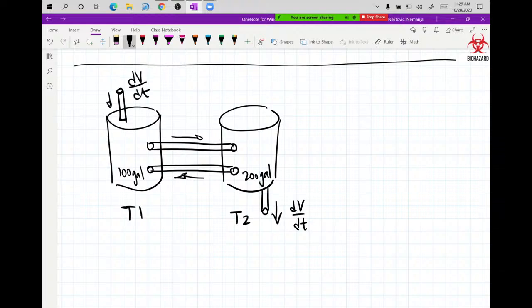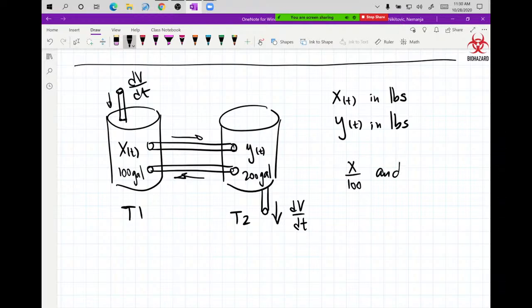And x of t would be the amount of pounds of salt in the first tank, so x of t in pounds, and then y of t in pounds, which is the amount of salt you have in each tank. Now, the concentration of the salt is going to be x divided by 100 and y divided by 200. So that's the concentration.